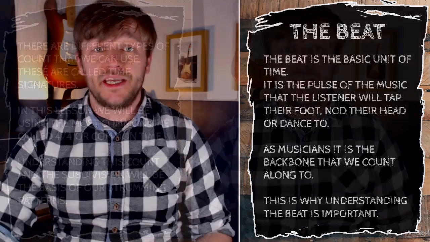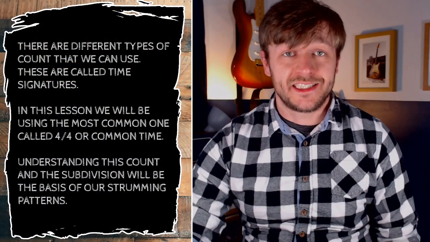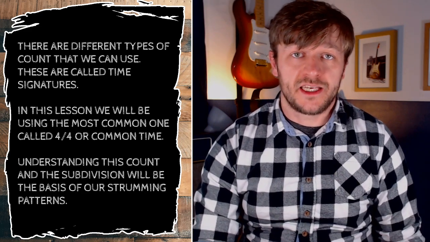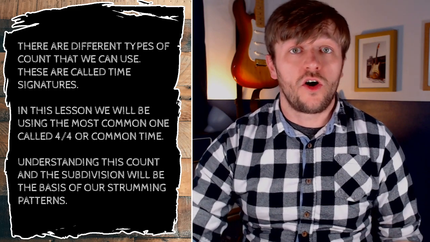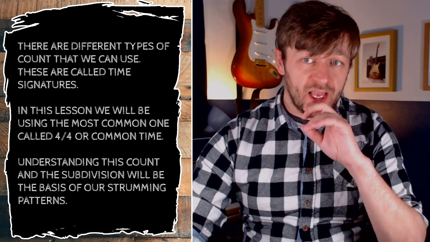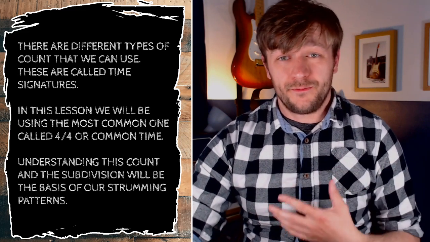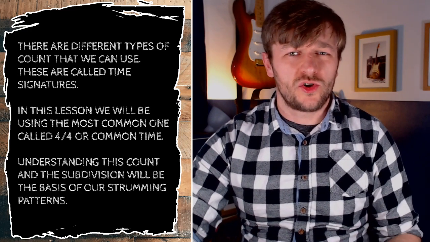So like I said, the beat is just a count. Now there are different types of counts and we can call these time signatures. But in this lesson, we're just going to cover the most basic of time signatures, which we can call common time. And it's also referred to as 4/4 time. And understanding this count and the subdivisions of this count will basically be where we come up with all our strumming patterns from. So it's important to have a good understanding of this first.